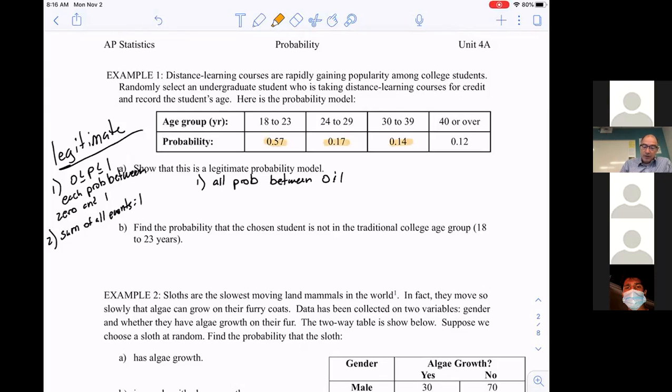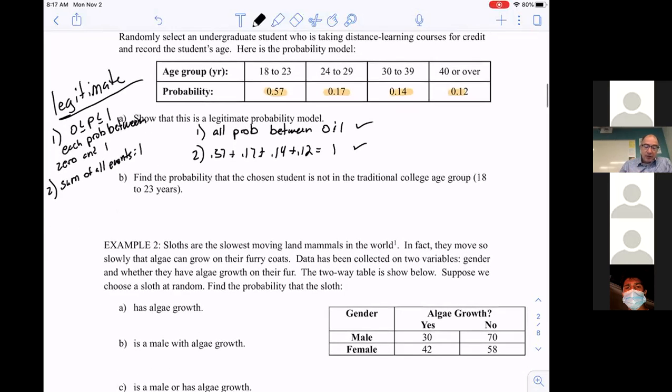57, 17, 14, and 12. So therefore, that is true. So we can check that off, okay? Number two, if I add 57 and I add that to 17 and I add that to 14, I gotta pick up my pen, and I add that to 12, then that means that we're going to add up to 1. So that means that checks out. So this is a legitimate probability model.